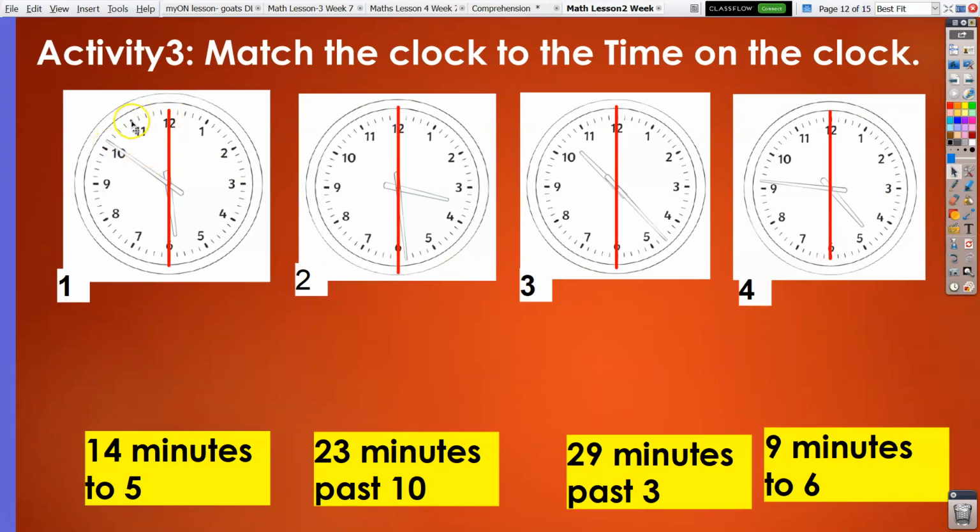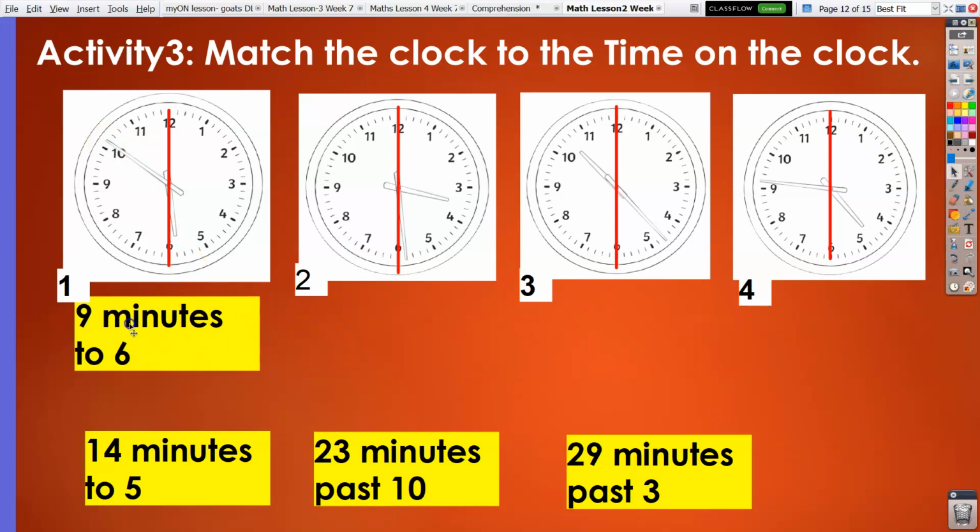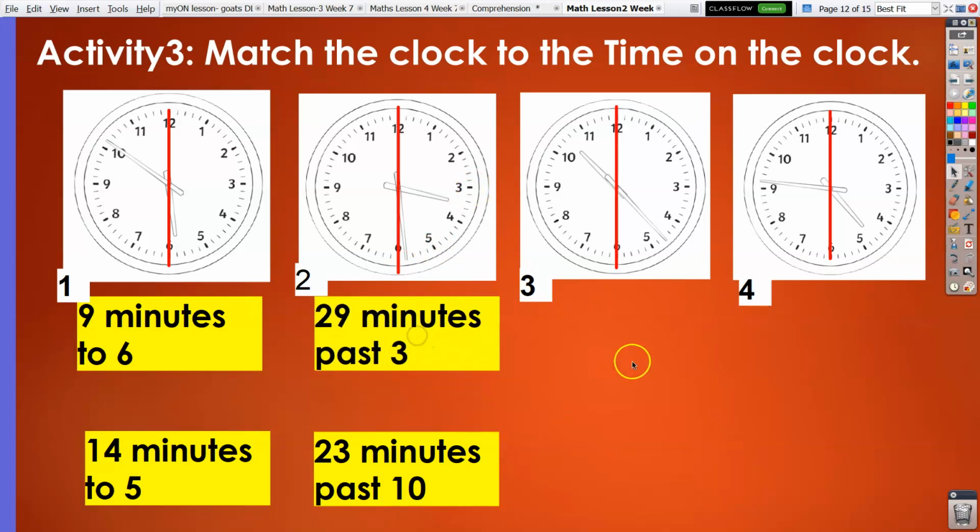So it is on the left side. So we have 5, 6, 7, 8, 9 minutes to 6. 9 minutes to 6, it's here. Good job. Now, on this side, it is on the past side. So it's 5, 10, 15, 20, 25, 26, 27, 28, 29 past 3. So we have here the answers.